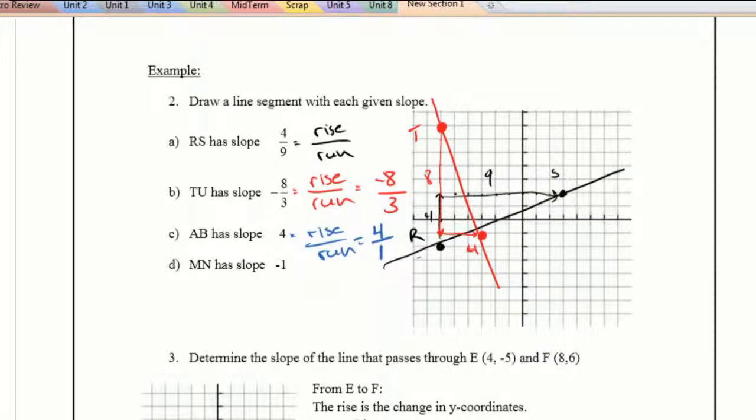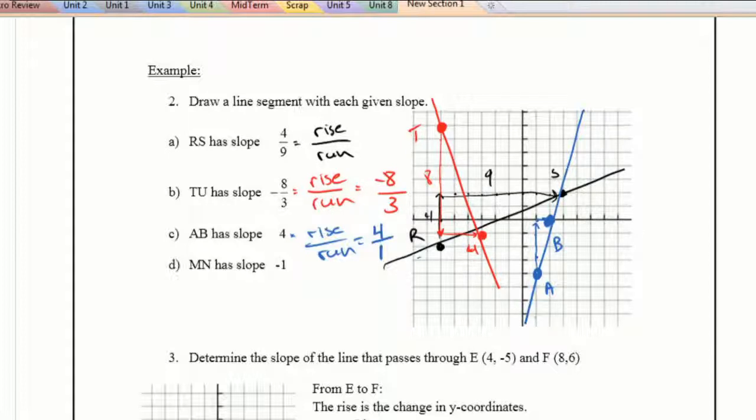So let's pick a point over here, give us some room. My rise is going to be 4, so 1, 2, 3, 4. Go up to there. My run is going to be 1, so I'm going to go across to there. So this is A down here, we have B up here. There we go, a line segment connecting those things. A over B. Rise and run.